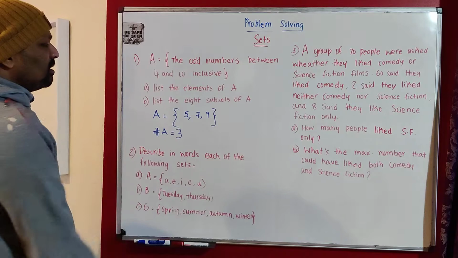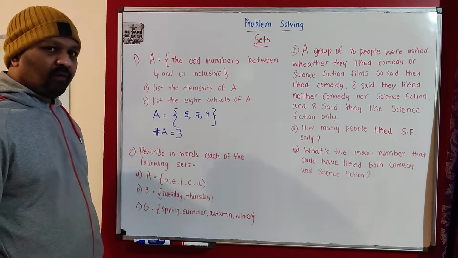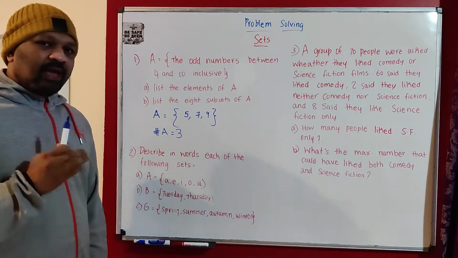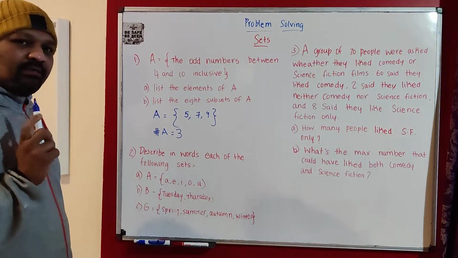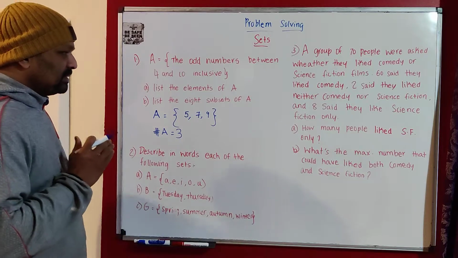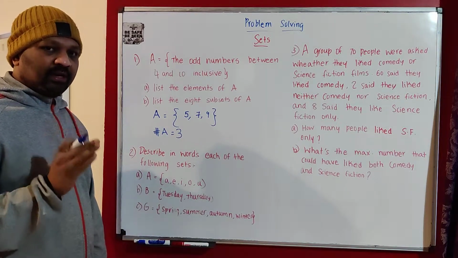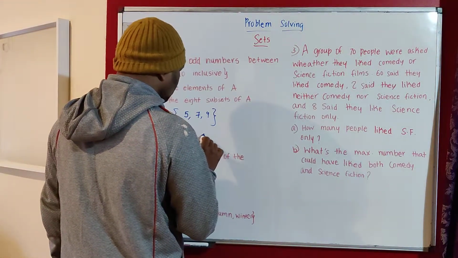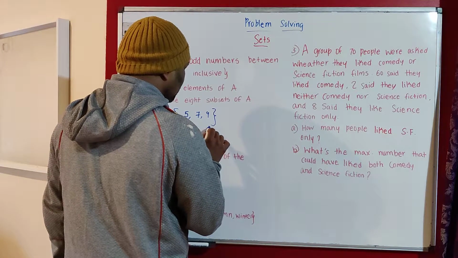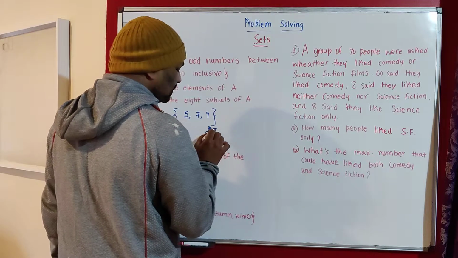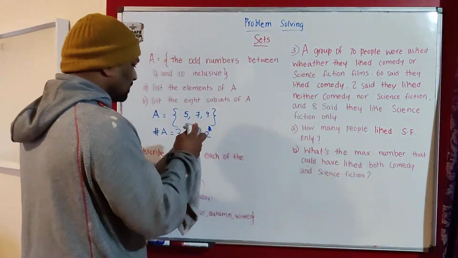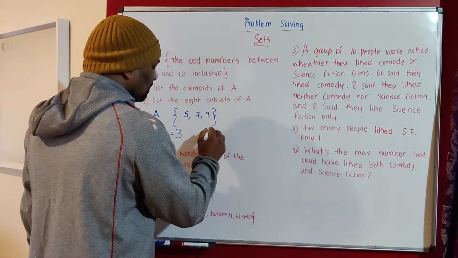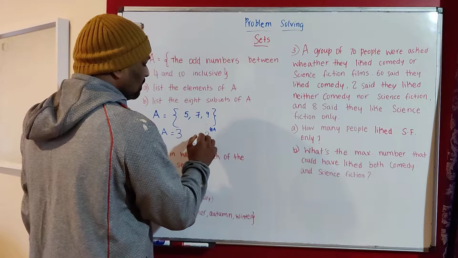What is part B? List the 8 subsets of A. For a given set A, derive 8 subsets. There is a formula to find the number of subsets that can be written for a given set, which is 2 to the power of the cardinal number of that set, the given set. So what is the given set here? The given set is A.